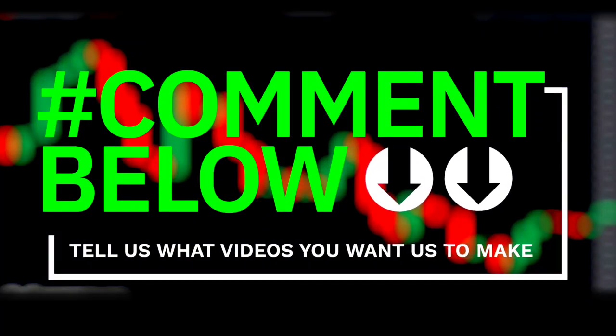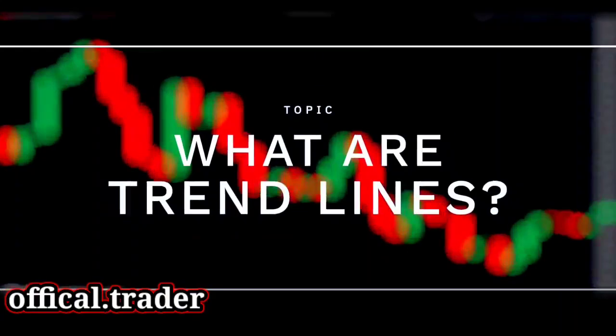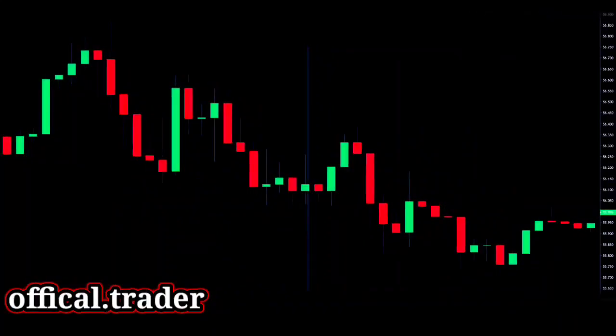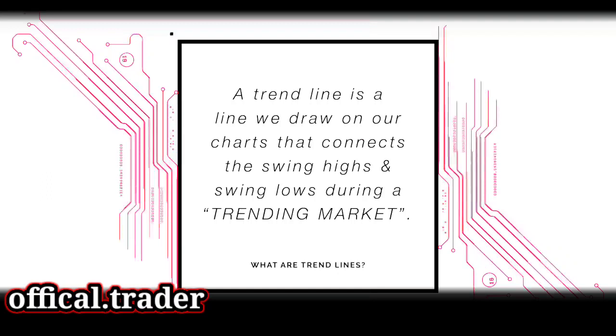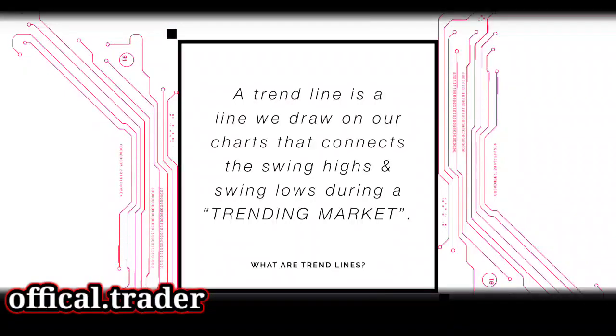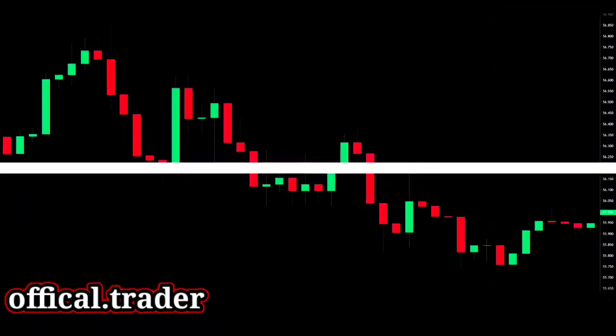So first, what are trend lines? A trend line is a line we draw on our charts that connects the swing highs and swing lows during a trending market. So here we have a clear downtrend.